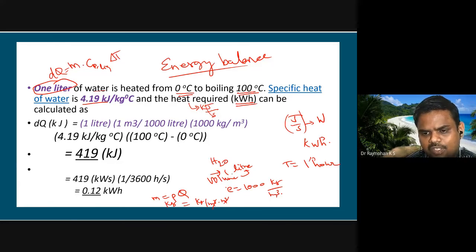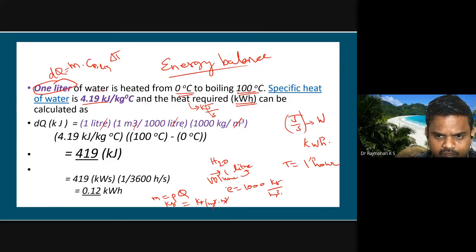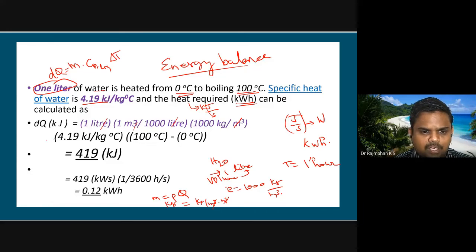So the volume is 1 liter. How to convert it into kg? I have shown the conversion here. Convert liter to meter cube by dividing by 1000 liter, since 1 meter cube is equal to 1000 liter, so this liter gets cancelled. And if you multiply by the density, this meter cube gets cancelled, so we get 1000 into 1000 kg. This is your m value now. Multiplying by Cp value of 4.19 kilojoule per kg degree Celsius, and delta T is 100 minus 0, we get the value of dq in kilojoules.